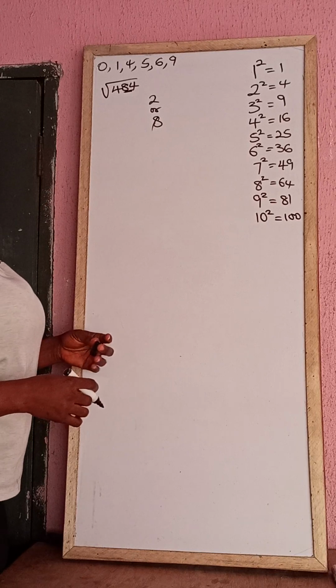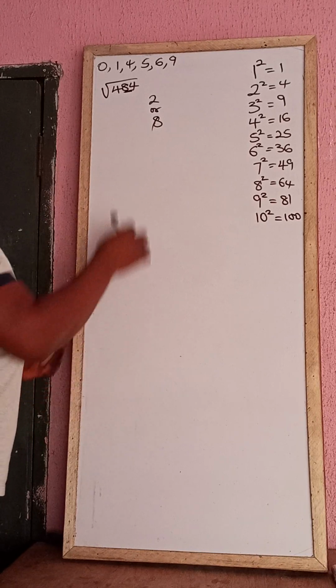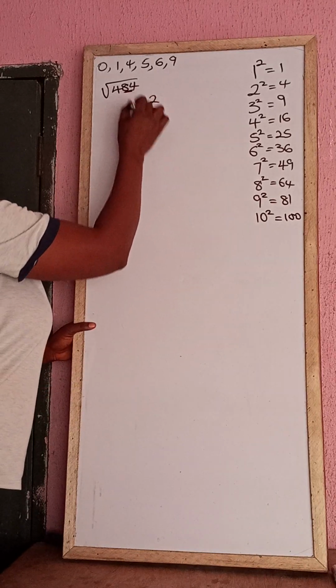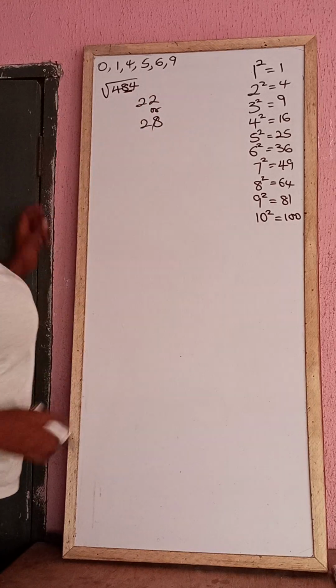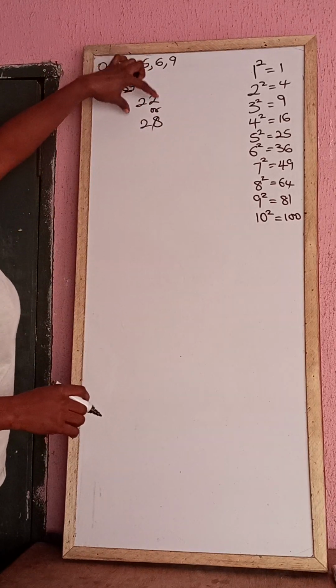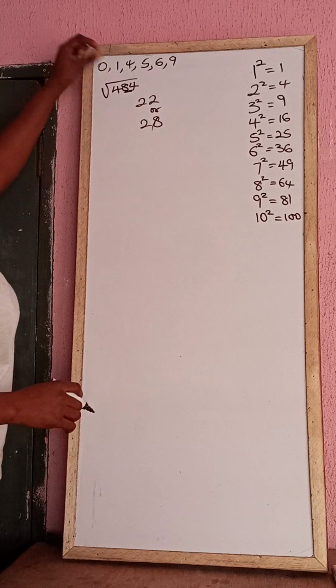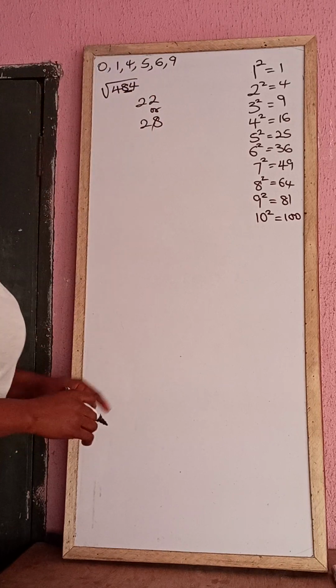Good enough, 4 is a perfect square. So the square root of 4 is 2. It simply means we are writing 2 here and we are writing 2 here. Now, our answer is either 22 or 28. This being a perfect square, only one is the correct answer.